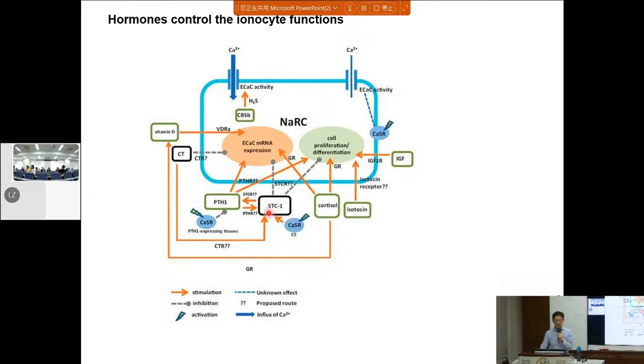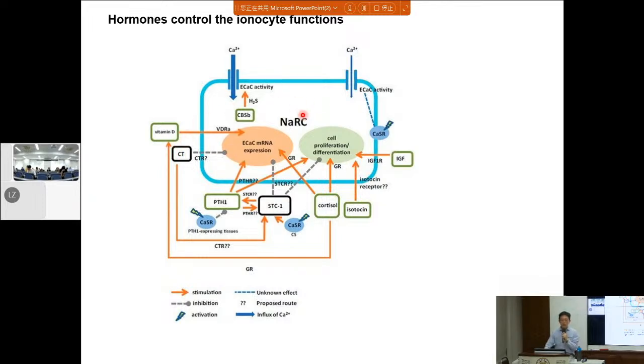The function of the stanniocalcin is basically to inhibit the calcium uptake and the cell proliferation of the ionocyte. The parathyroid hormone is also involved in the mRNA expression of the transporters and the cell proliferation. And other hormones like calcitonin and vitamin D are all involved in the calcium uptake.